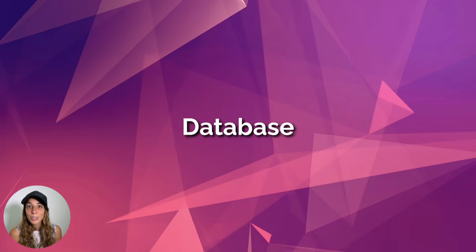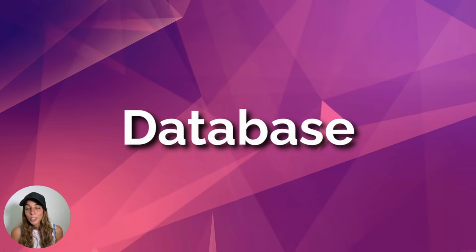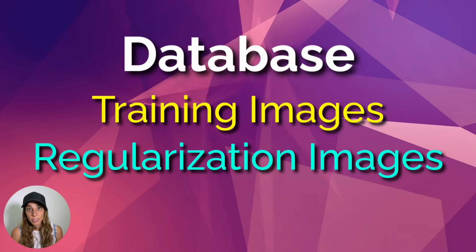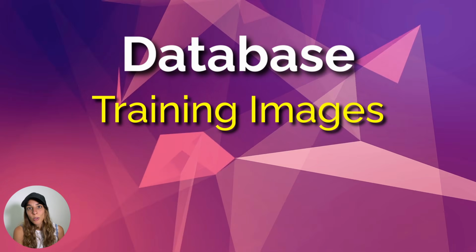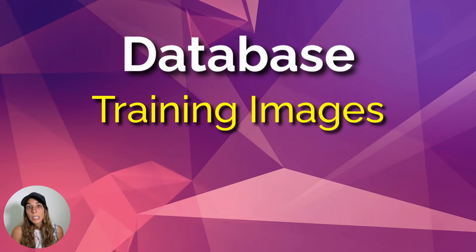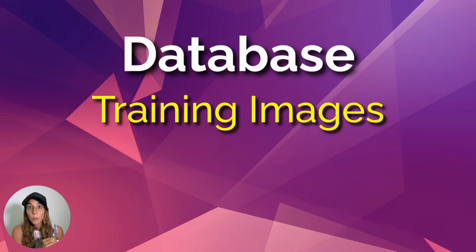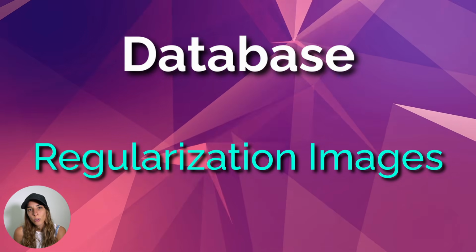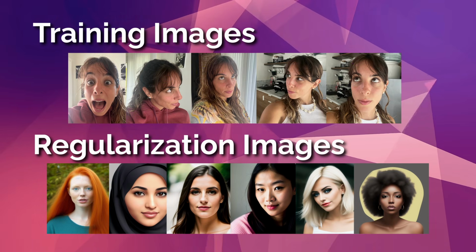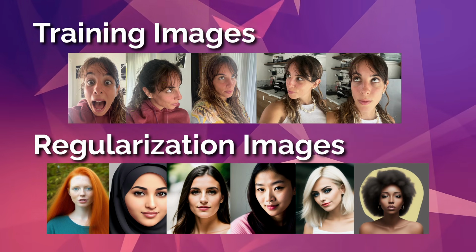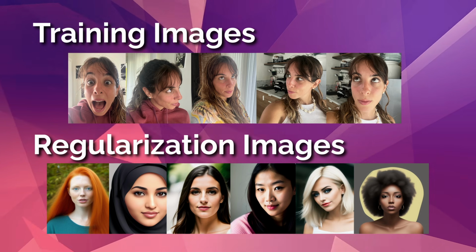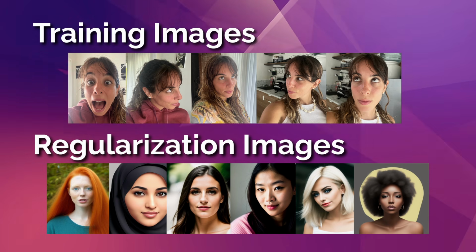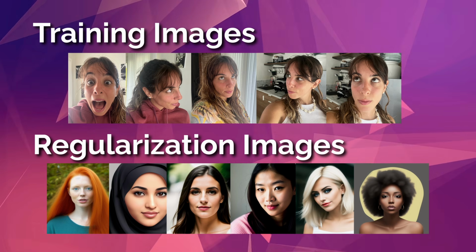So the first step is to decide what to train the model on. So let's talk about images. We have two types of images: the training images and the regularization images. The training images are those used for training the model, so the model will learn different features, different characteristics within the images. The regularization images are used to prevent overfitting. While the training images need to represent what we are training the model on, in my case my face, the regularization images need to represent the class of the object or subject we are training the model on. In my case, it will be woman.